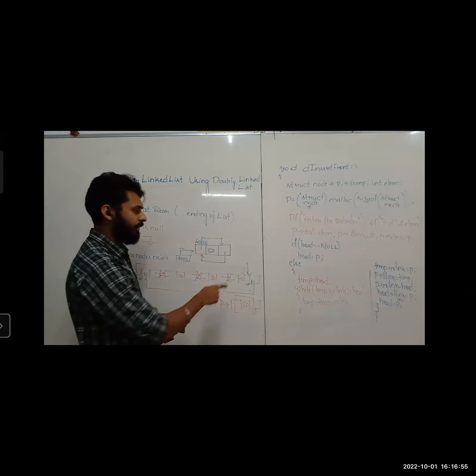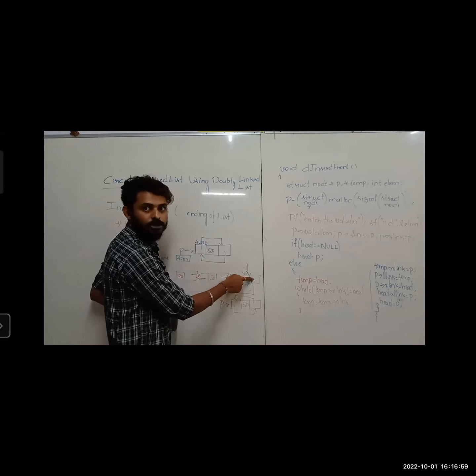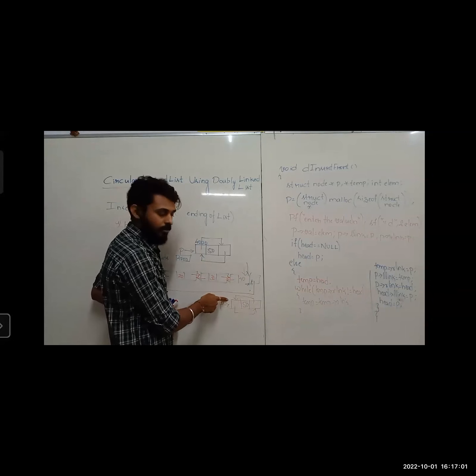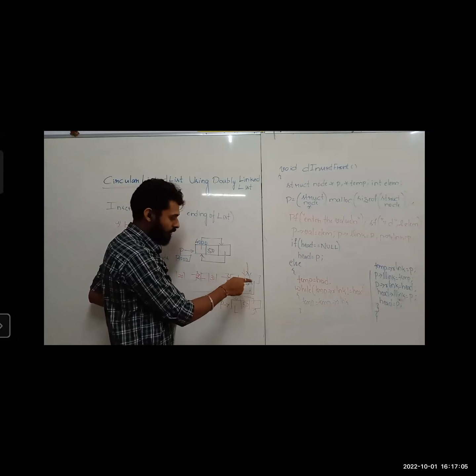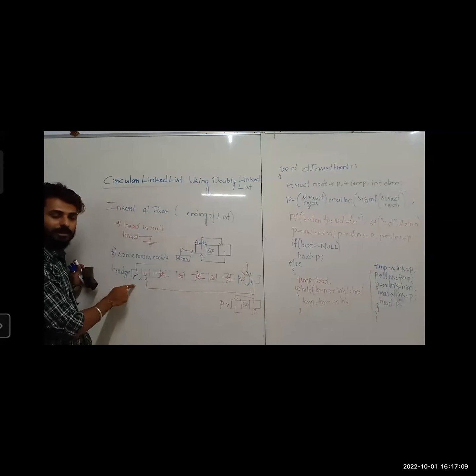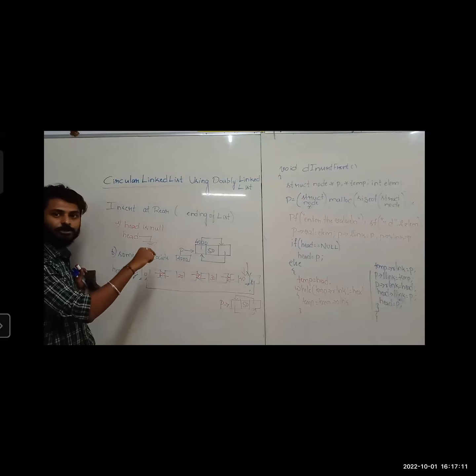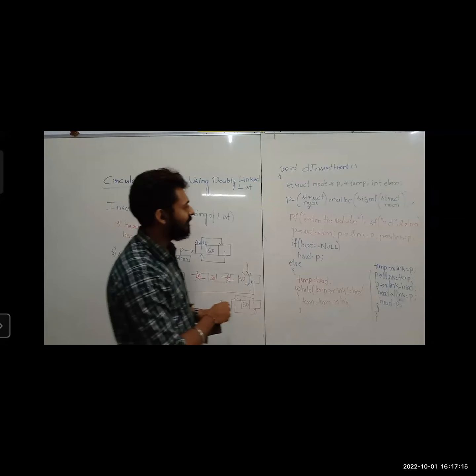How to do it? First, I should keep my temp here. And then temp's right leg should be pointing to P. P's left leg should be pointing to temp. And P's right leg should be pointing to head. Head's left leg should be pointing to P. What should I write then? When you know everything.